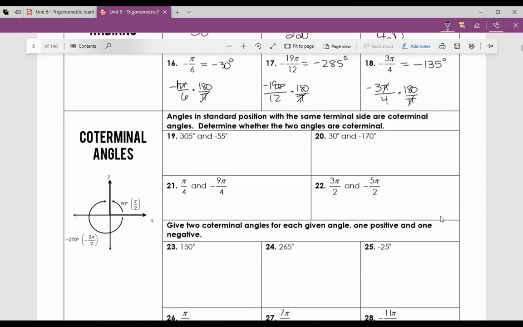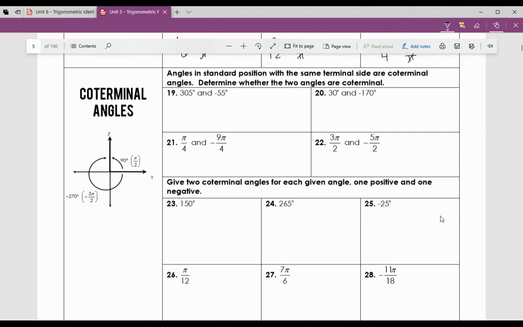So the last thing we're going to talk about is coterminal angles. Angles in standard position, that means they start on positive x, with the same terminal side are coterminal angles. And then it asks us to determine whether the angles are coterminal.